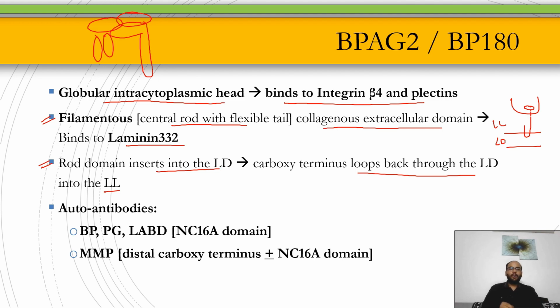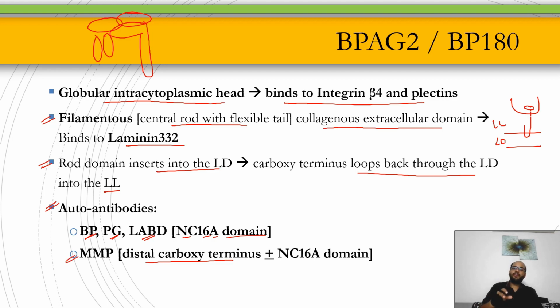Autoantibodies against bullous pemphigoid antigen 2 cause bullous pemphigoid, pemphigus gestationis, and linear IgA bullous disease, and here the antibodies are against the N-terminal NC16A domain. If the mutation is in the distal carboxy terminus, it causes mucous membrane pemphigoid.